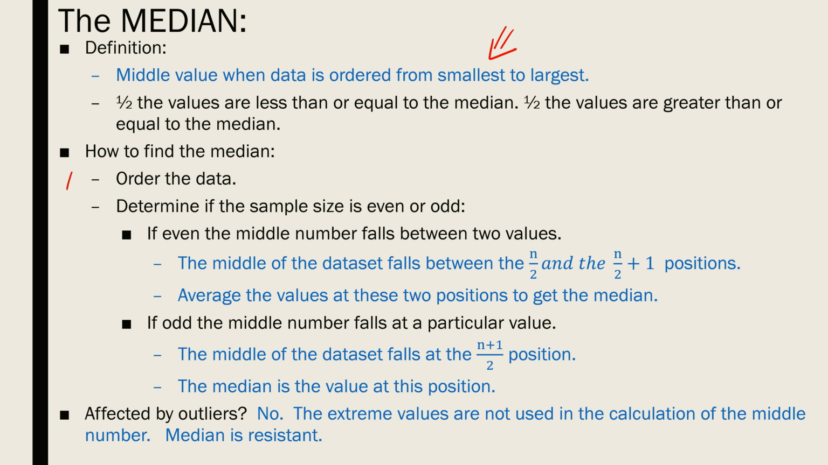This is the first step: you want to order the data from smaller to larger, or larger to smaller. Both orders work. The second step is to determine if the sample size is even or odd. If it is even, then the middle number falls between two numbers. The middle of the data set is between the n divided by 2 and the n divided by 2 plus 1 positions. Average the values at those two positions to get the median. These two positions are n divided by 2 and n divided by 2 plus 1.